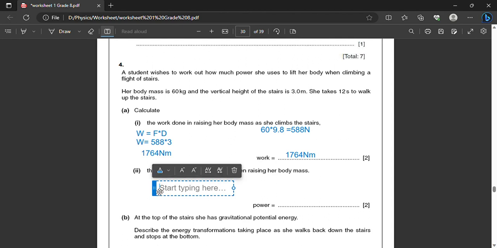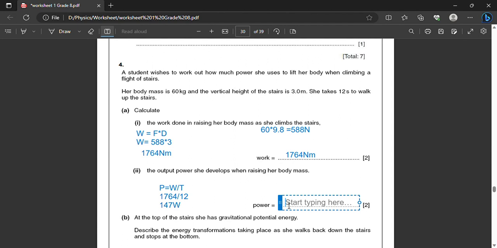Now calculate the power again. So just do the power formula, but this is not energy over time. Now we are using work, so power is equal to work over time. So you get 1764 and they said 12 seconds, so by 12, you'll get the answer 147 watts. So power is equal to 147 watts.